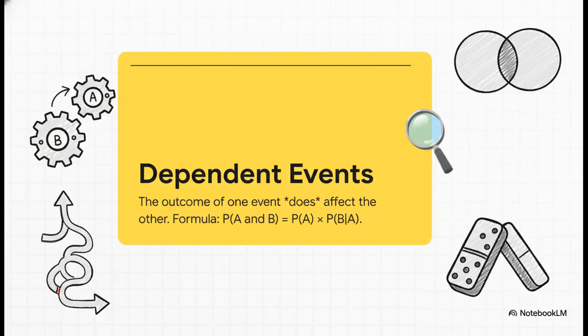Well, then we have dependent events, and our formula gets a little tweak. We still multiply, but it's the probability of A times the probability of B, given that A has already happened. That little vertical line in P of B pipe A, it just means given.